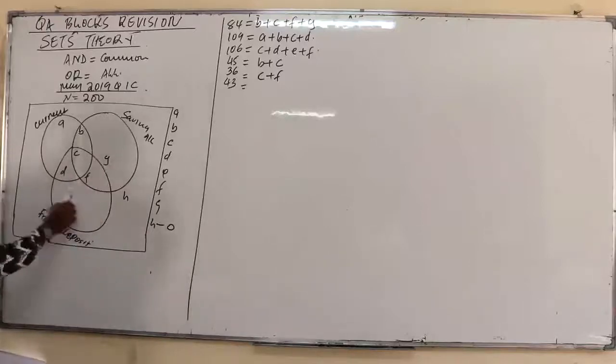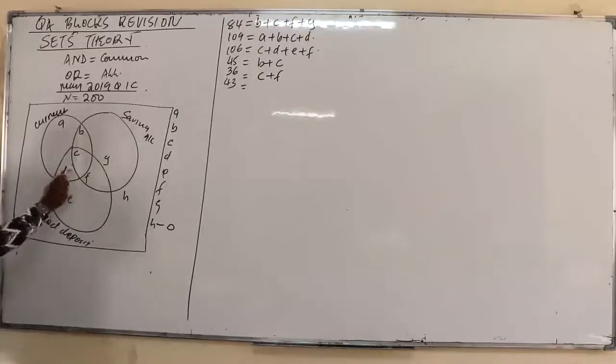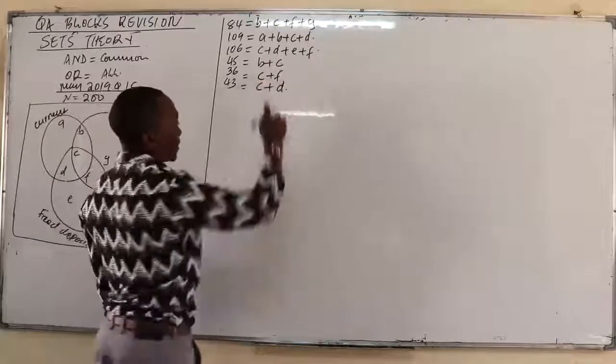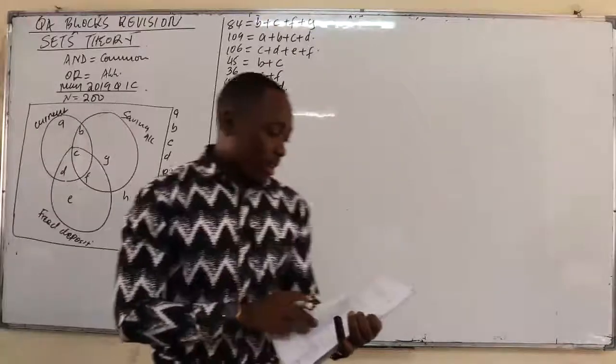Fixed and current. They're in fixed, also they're in current, and that's C and D. So we have C and D. And I think that's all the information given.